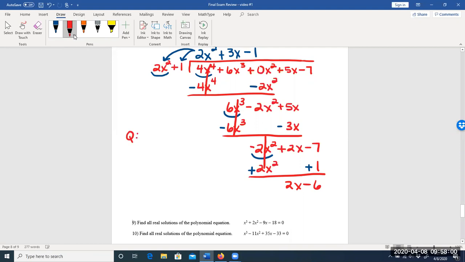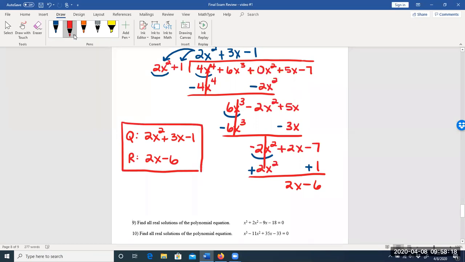It would ask for a quotient and a remainder. The quotient is what we have written up top, 2x squared plus 3x minus 1. And our remainder is what's there at the bottom, the 2x minus 6. It is okay to have a remainder. That is a binomial. Once you get something that has a degree that is smaller than the degree of the divisor, you are done.